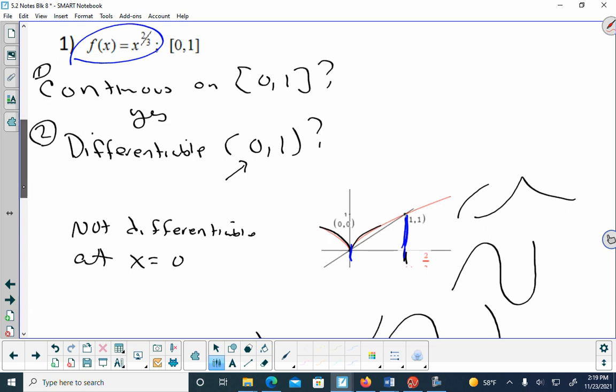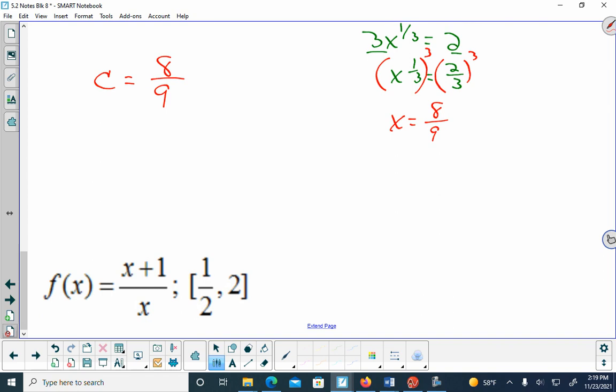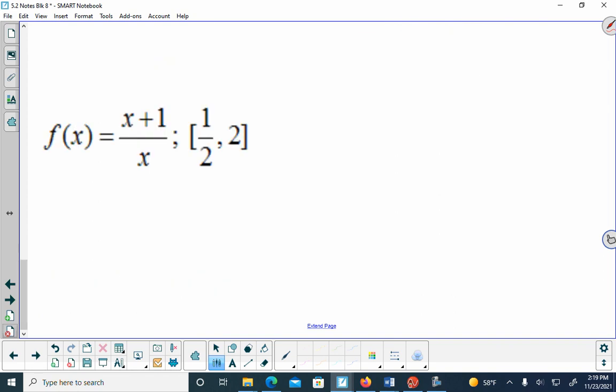I feel like we need to do another. So here I have this one. I have f of x is equal to x plus 1 over x. So the first thing I'm going to do is find the slope of the secant line on that interval. So now I'm going to find f of 1/2 and f of 2.